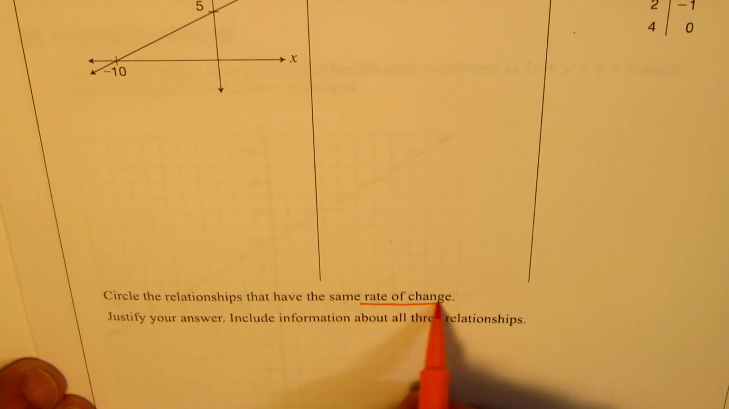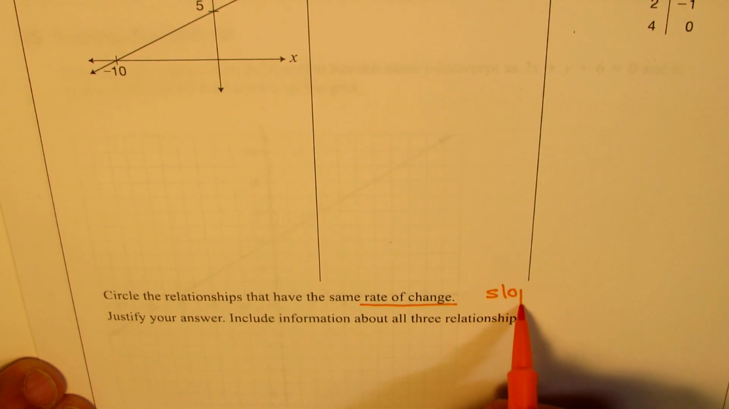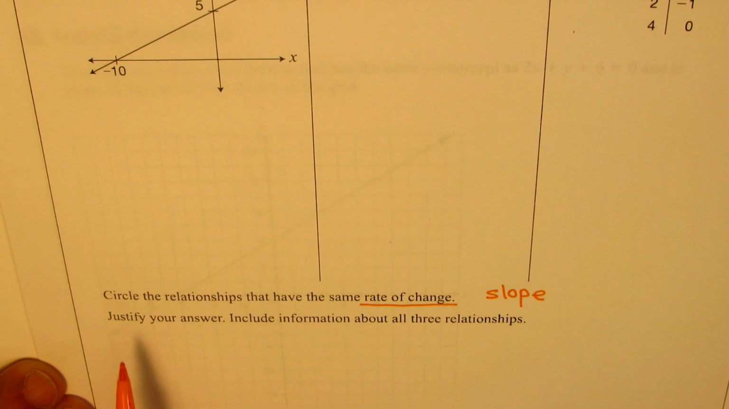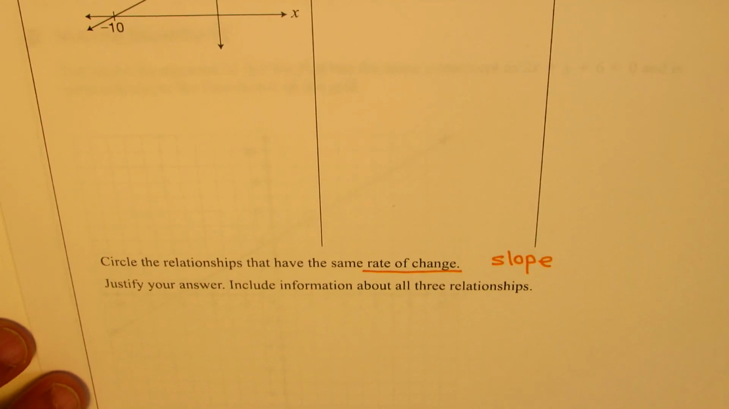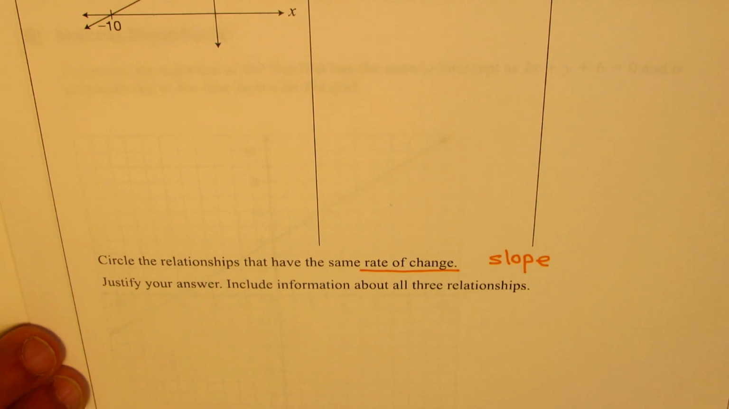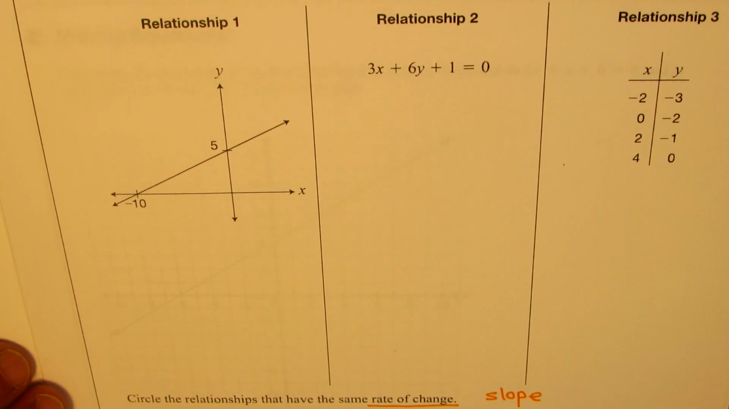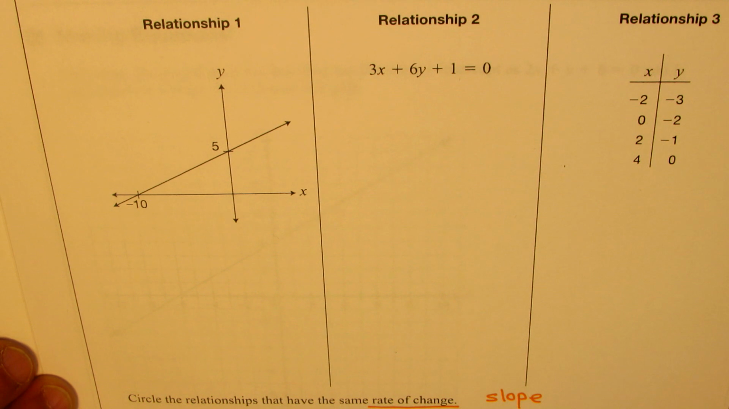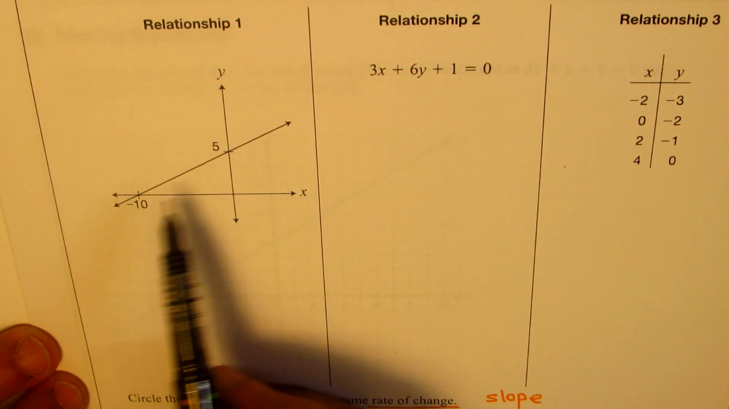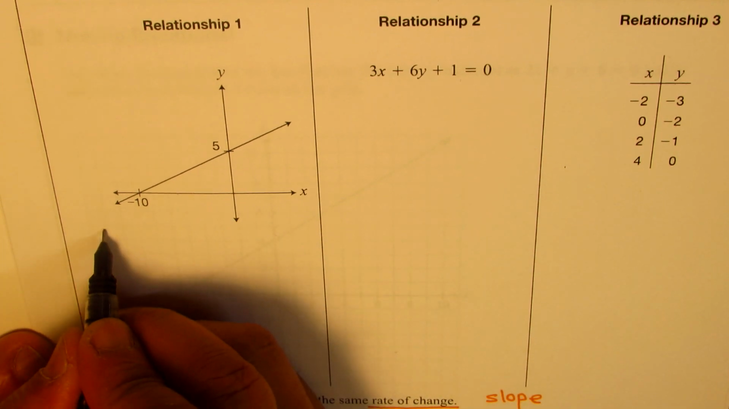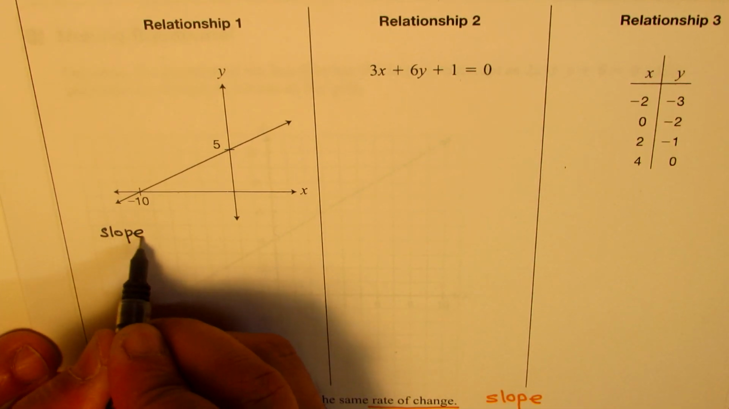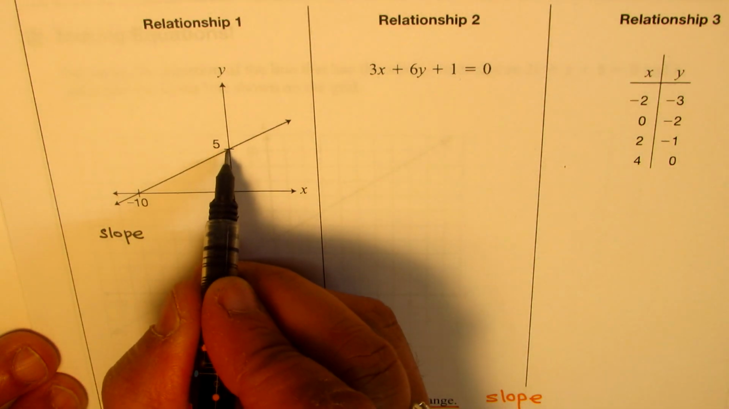So the rate of change is slope, right? So that means they have the same slope. Justify your answer. Include information about all three relationships, right? That's your question. Let us see how to solve this. So basically, we need to find the slope for all the three cases. And you'll also now learn how to find slope when a line is given to you. Well, slope in this particular case can be found by these 2 points, right?